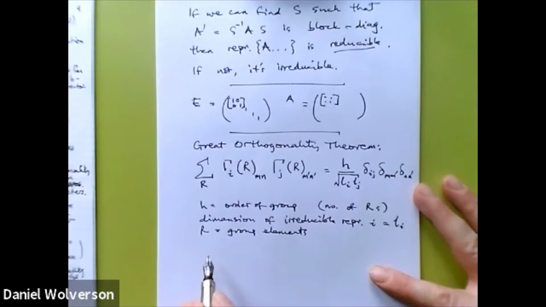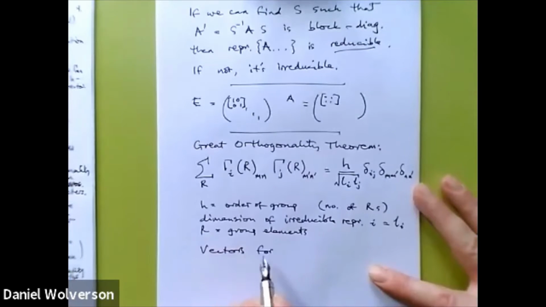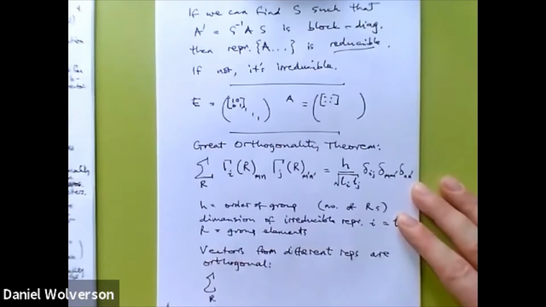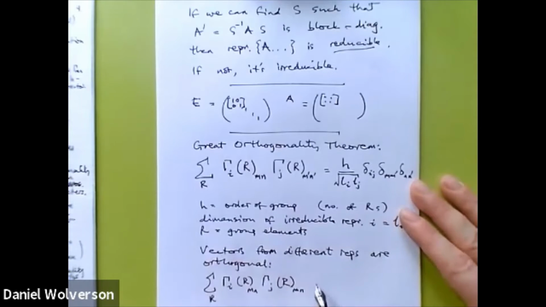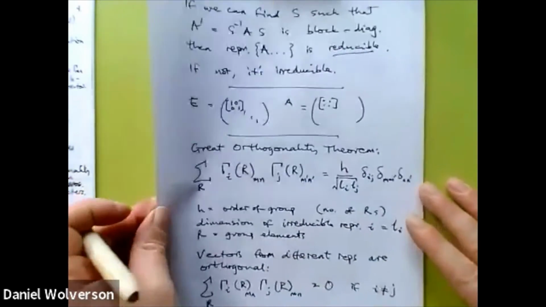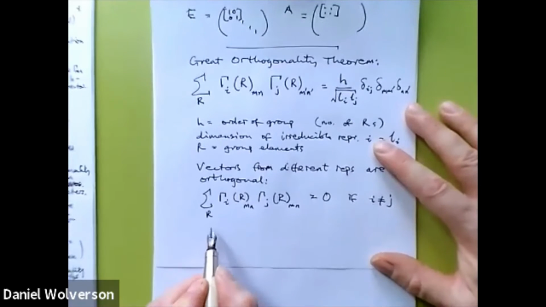The first is that vectors from different reps are orthogonal. So that's saying that the sum over group elements of gamma i, gamma j, even if I make m and n the same, equals naught if i is not equal to j. So these have to come from the same representation. If they do, then we have a simple result.